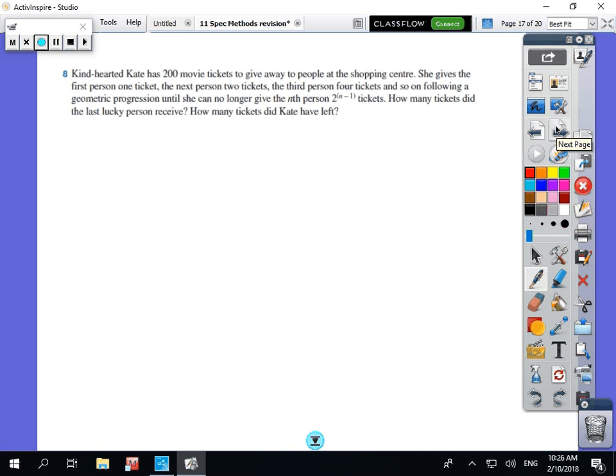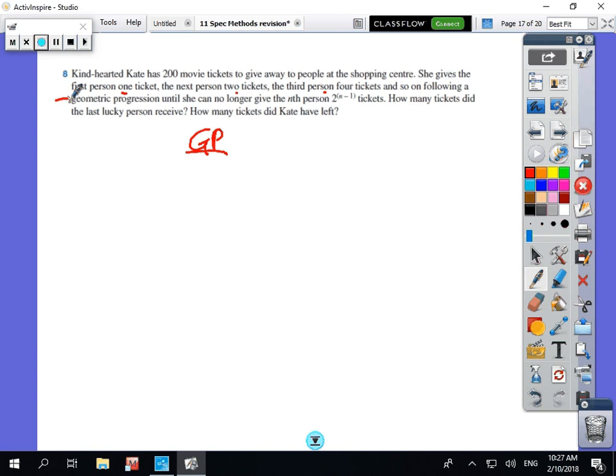Okay, four pages to go. Kind-hearted Kate has 200 movie tickets to give away to people. She gives the first person one, the next person two, the next person four. So it's going one, two, four. So it's a GP question. And so on. Oh, it's a GP, yeah. GP.